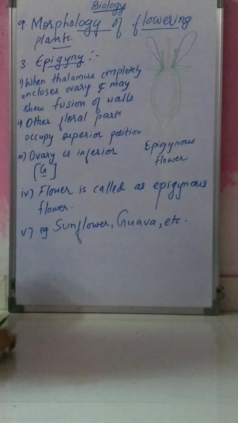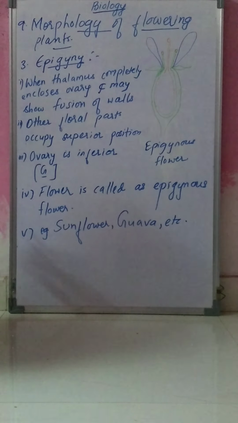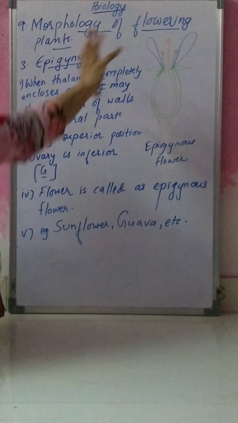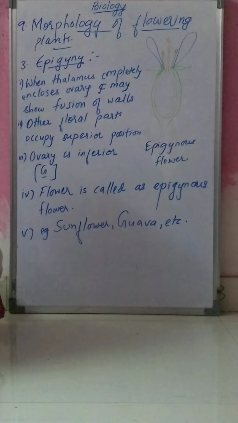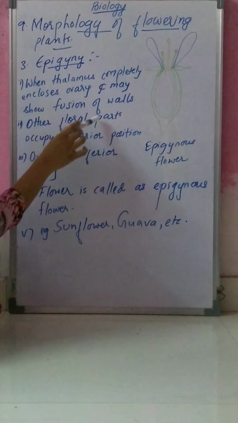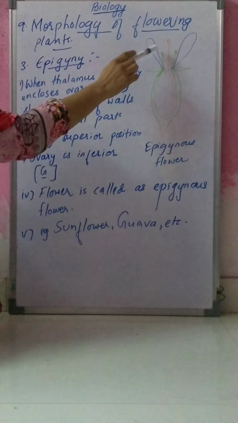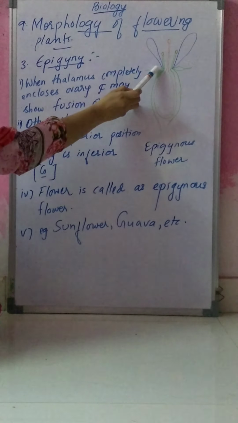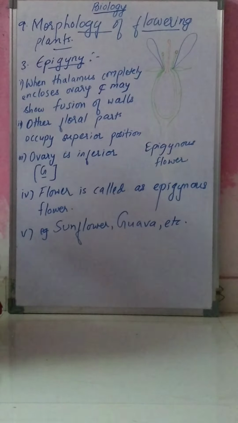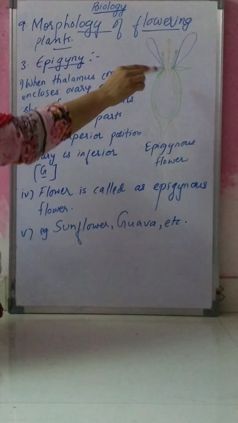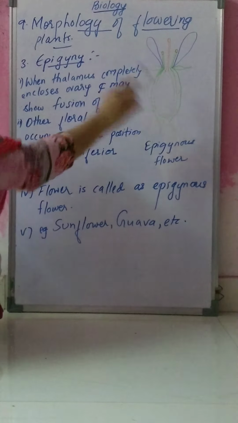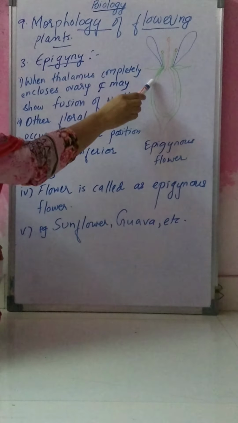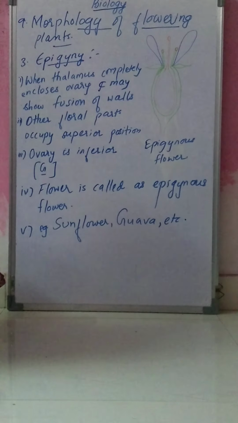Here the thalamus completely encloses the ovary and also shows the fusion of walls. This type of condition is known as epigyny, where the thalamus completely encloses the ovary. Hence the other floral parts like calyx, corolla, androecium occupy the superior position. You can see calyx, corolla, androecium are present at the top position. So the ovary is inferior here, as it is totally enclosed inside the thalamus.